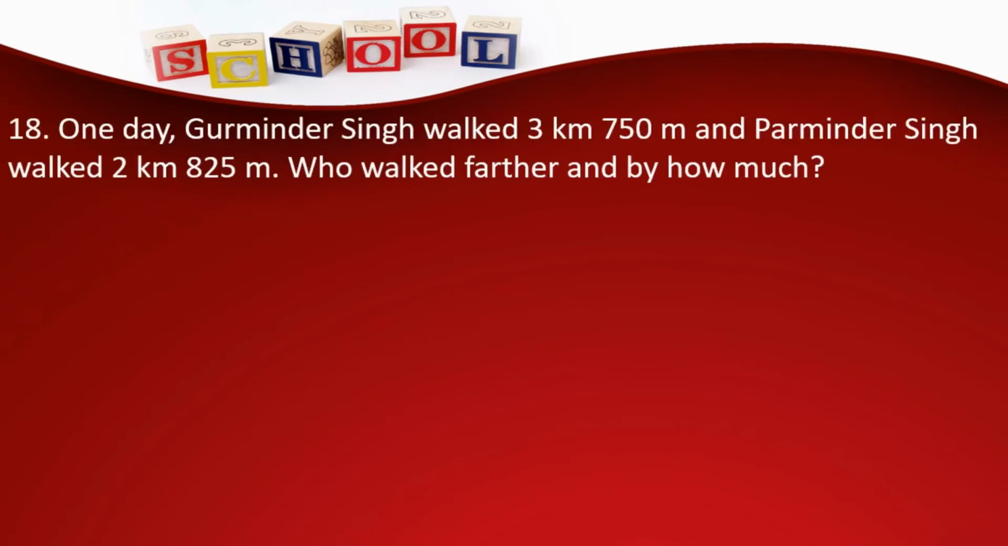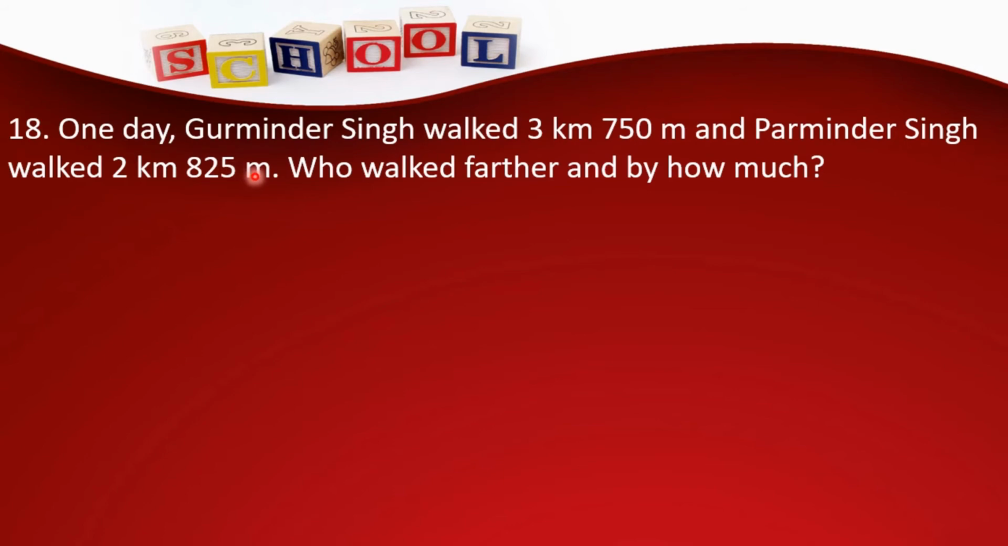Next question we have. One day, Gurminder Singh walked 3 kilometers 750 meters and Parminder Singh walked 2 kilometers 825 meters. Who walked farther and by how much? Now, looking at the figure, we come to know that Gurminder Singh walked farther because the distance covered by him, 3 kilometers 750 meters, is more than Parminder Singh, who walked only 2 kilometers and 825 meters.